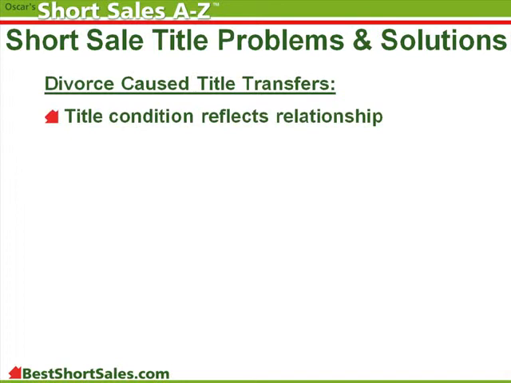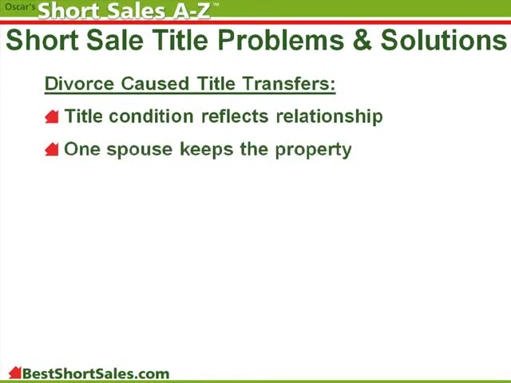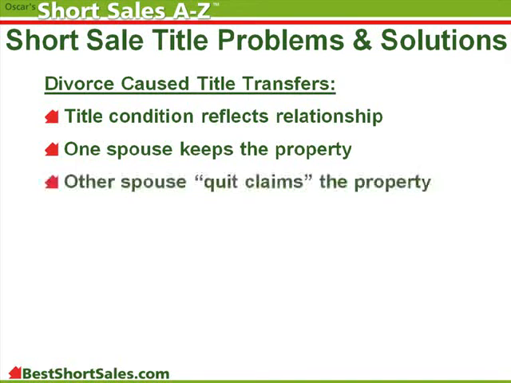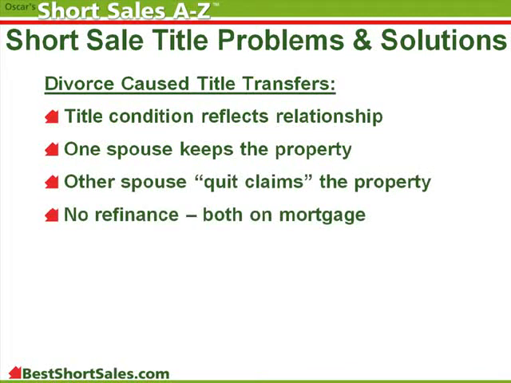Divorce-caused title transfers. When a couple separates, their relationship is reflected in the title condition of the property. Typically, when a couple divorces, as a result of the divorce settlement, one spouse keeps the property and the other quitclaims the property. And quite commonly, the property does not get refinanced. They are both still obligated to the loan they committed together.